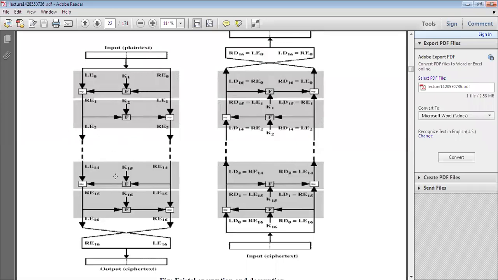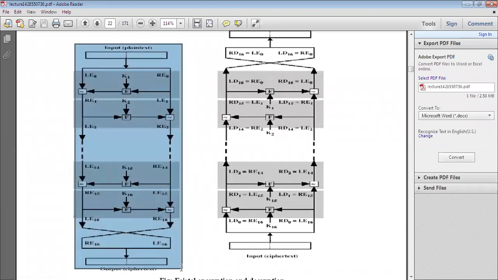Like this way, we can perform all the operations. 16 rounds we have to perform here, through RE15 and LE15. Finally you get LE16 and RE16, the left side bits and right side bits. The right side bits are taken as the left side, and the left side bits as the right side. So finally you get the ciphertext. This entire part is simply called the encryption process.